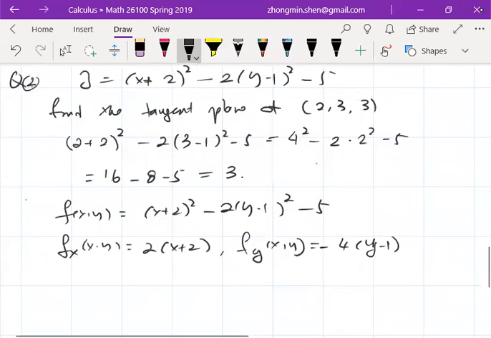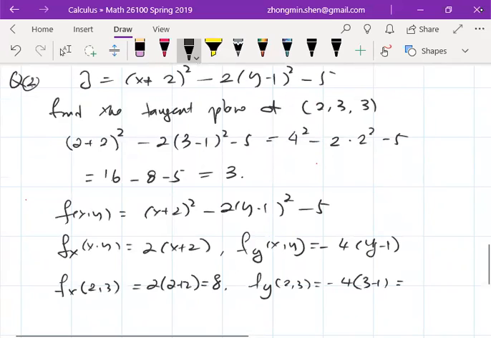All right, so you have to evaluate at this point. So when x is 2, I get 8 here. When y is 3, minus 4 times 3 minus 1, it's 2 times, it's also 8. Okay.